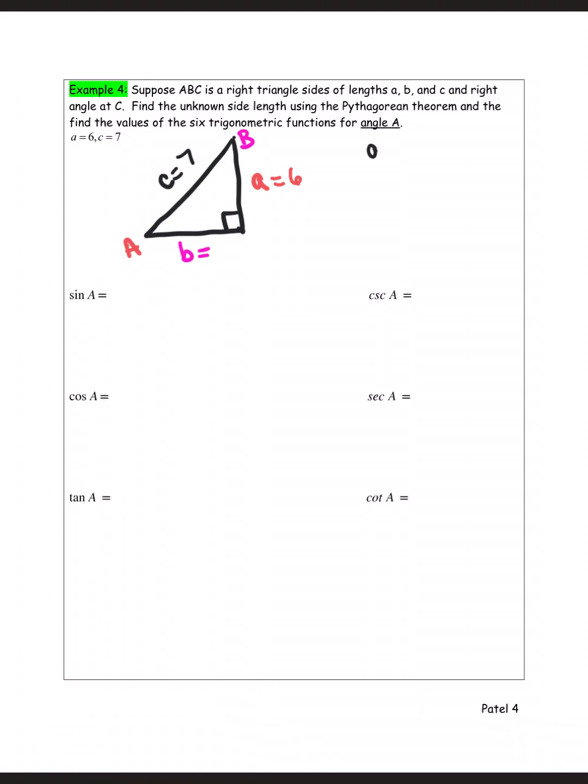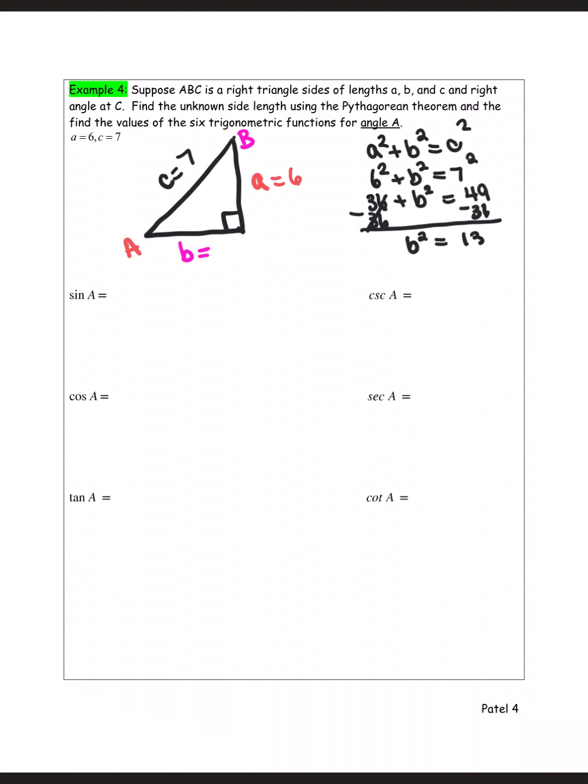So we have to find B. So we know A squared plus B squared equals C squared. So 6 squared plus B squared equals 7 squared. 36 plus B squared equals 49. Subtract 36 from both sides. So B squared equals 13. And then take the square root on both sides. So B equals square root of 13.